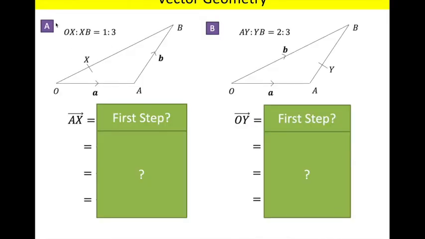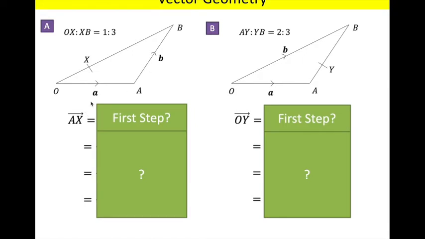Okay, take a look at example A. This is the plane, the triangle, so we can conduct a vector operation. On triangle OAB, there are vectors A and B, and also given the ratio of length OX to XB is equal to 1 to 3. You are asked to find vector AX in terms of vector A and vector B.